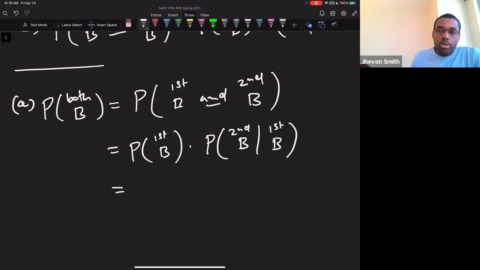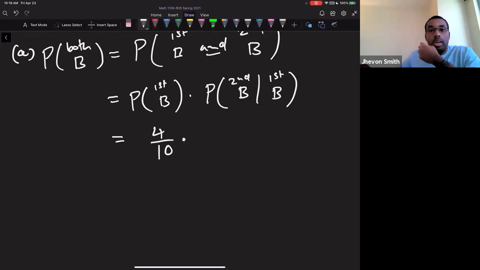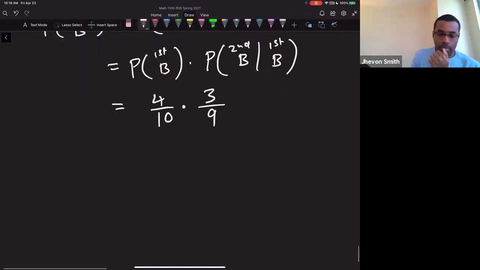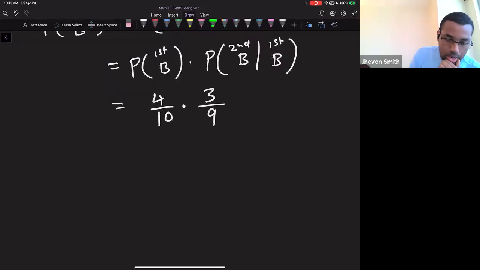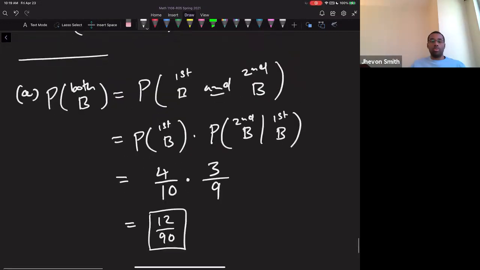The probability that the first one was blue, there are 4 options out of 10. Now, given that the first was blue, there are now 9 options, and only 3 of them are blue because you got the blue in the first one. So we now have that. This is 12 over 90. That would be the probability in the without replacement case.